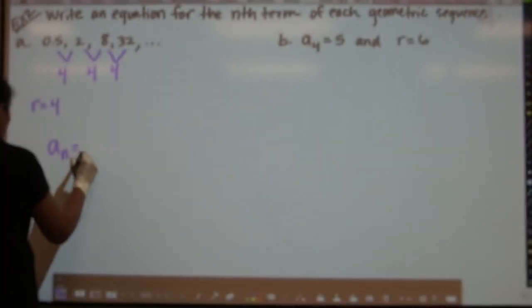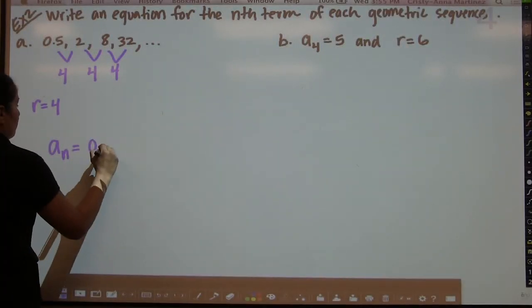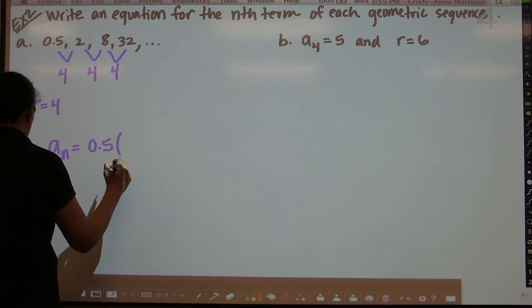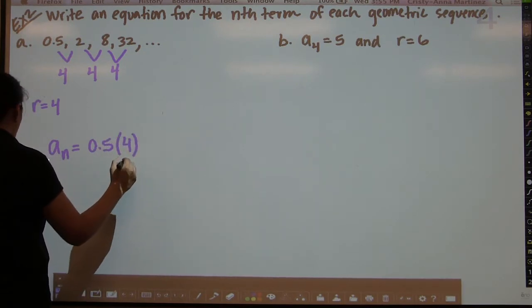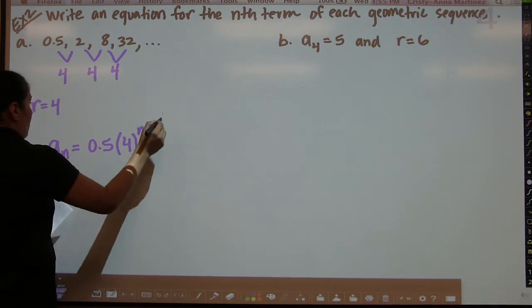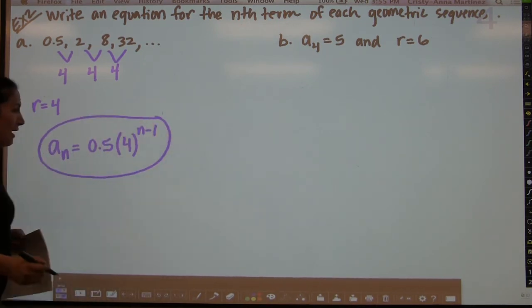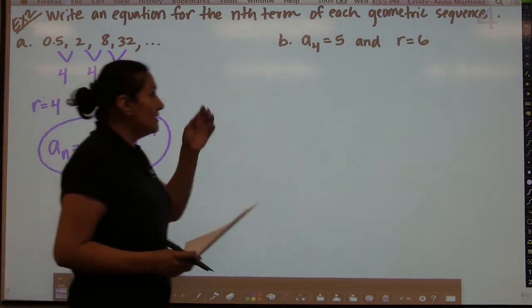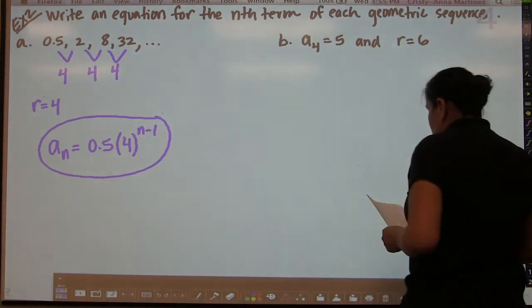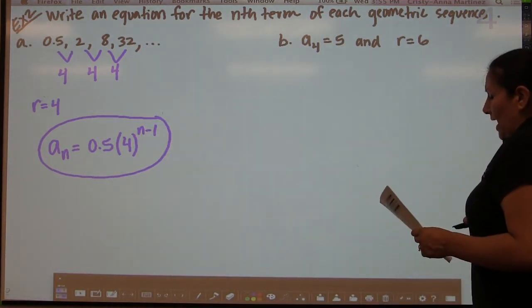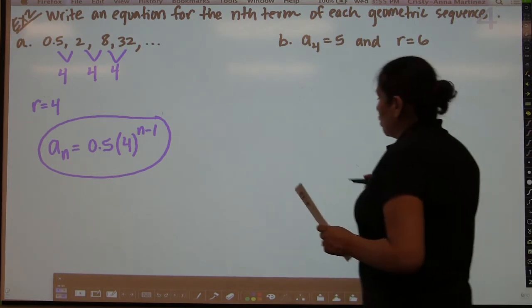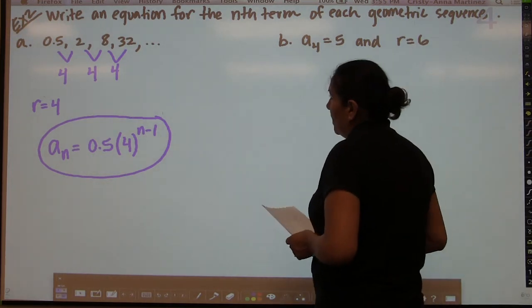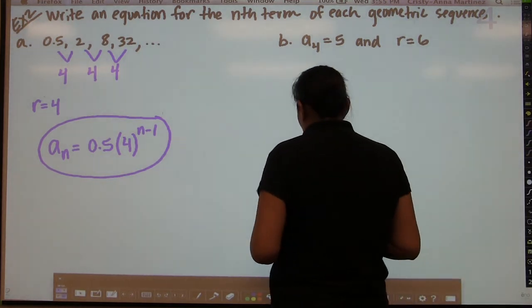Then we can plug it into our formula and call it a day. A sub n is equal to our first term, 0.5, times the common ratio, which is 4, all to the n minus 1 power, and that is how you do that. Very simple. In part B, we don't actually have the a sub 1 term, so we're going to use our sequence formula to find that value.